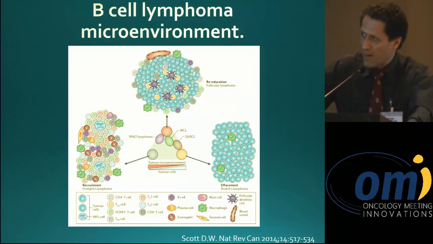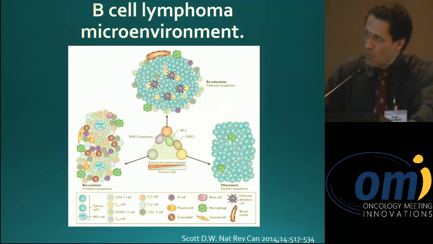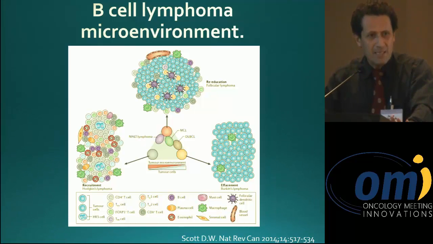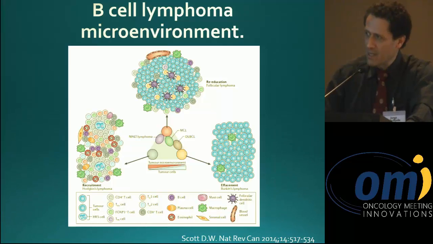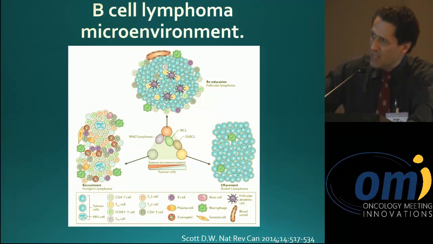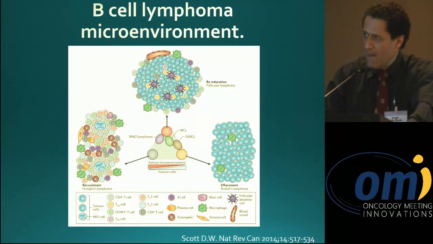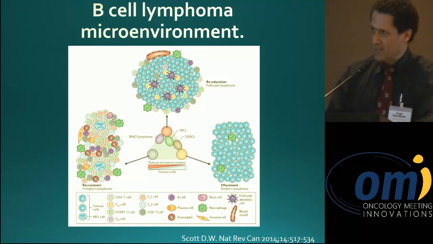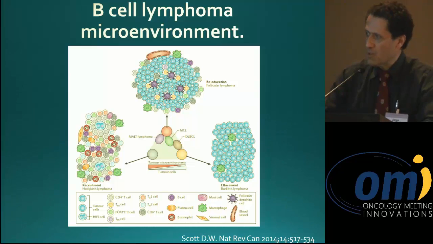And the third pattern, in which the tumor is independent, is growing independently of the microenvironment. For example, in Burkitt's lymphoma, the presence of MYC as a product of the translocation makes this tumor independent of the microenvironment.